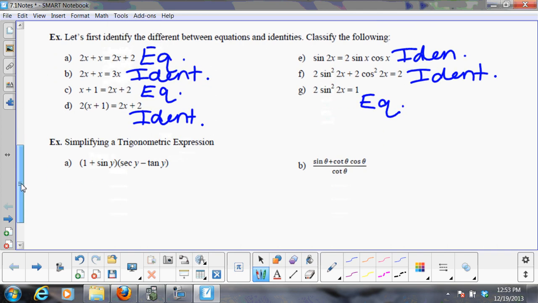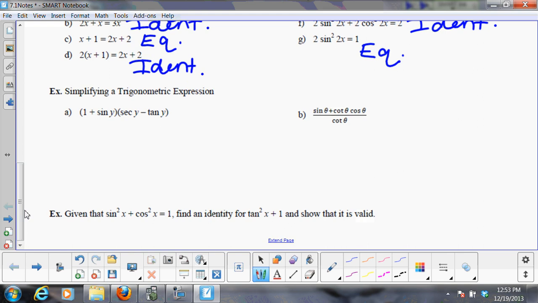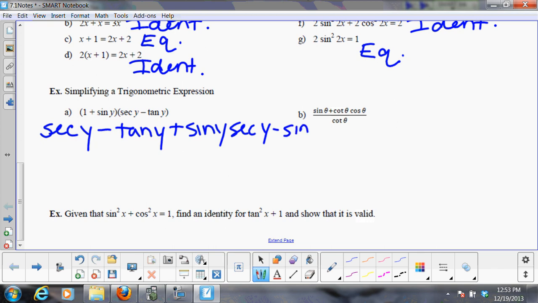Using our trig identities, we're going to start simplifying. So you might want to go ahead and star your notes here, as trig identities do show up on your final exam at the end of the year. Well, when you have two parentheses together, what's the first thing we do? We're going to FOIL. So 1 times secant y, we get secant y. 1 times tan y, negative tan y. Sine y times secant y is sine y secant y. And then last, sine y times negative tan y, negative sine y tan y.